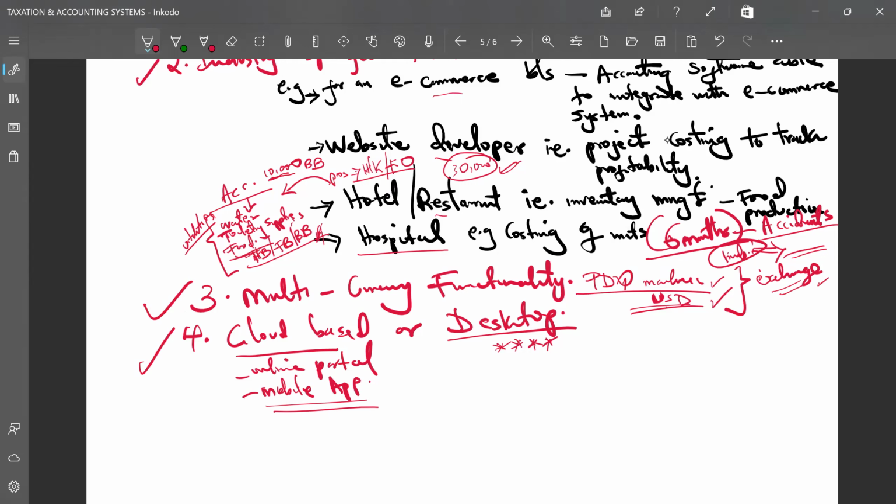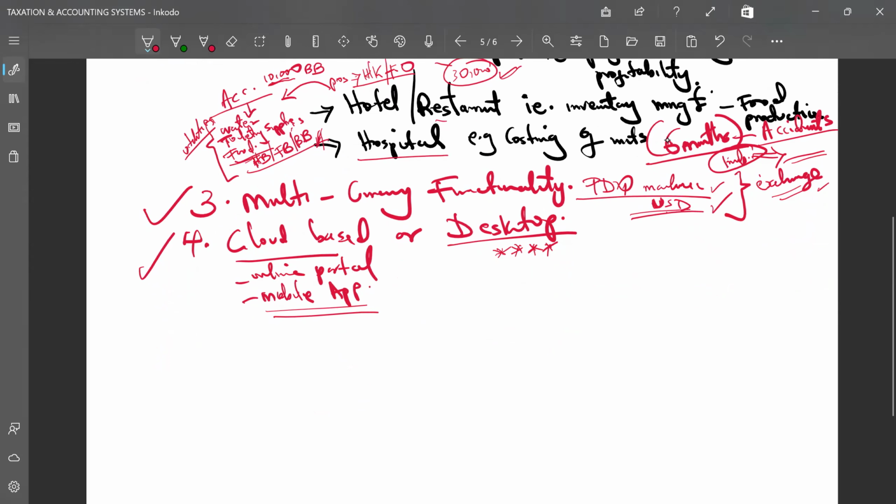The fourth factor is cloud-based or desktop-based system. Now, we started that discussion and I started bringing to you these perspectives, but then I feel we need to go deeper. What do I mean? I feel that we need to look at the major differences between cloud-based and desktop-based accounting systems. I mentioned to you that cloud-based uses an online portal.